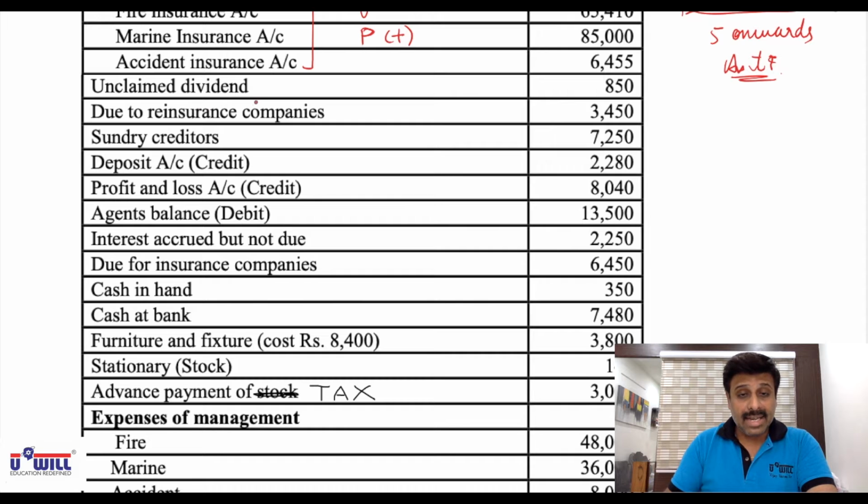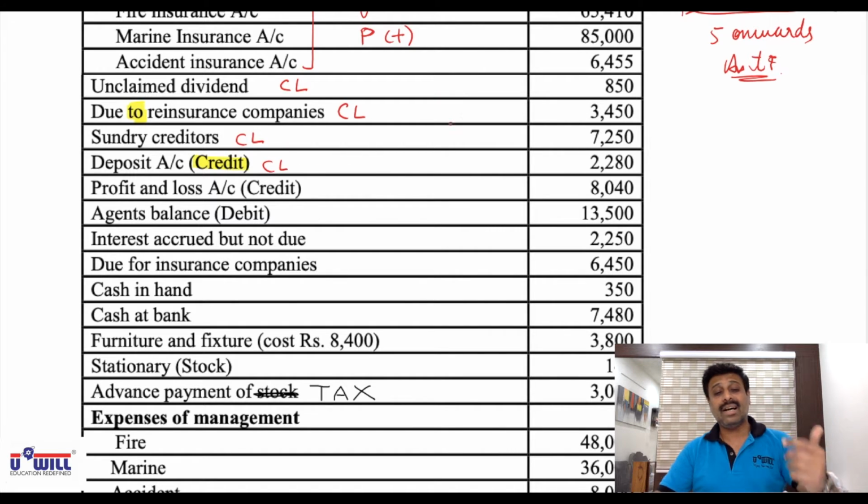Now coming further, unclaimed dividend. Unclaimed dividend is our liability, current liability. We still have to pay the dividend. Due to, again this word "to" is very important. Due to reinsurance companies means we have to pay the amount to reinsurance companies, so that is current liability. Sundry creditors, current liability. Deposit account, because it has credit balance, current liability. Had it been a debit balance, then in current assets we would have shown it in other assets. I repeat, since it's a credit balance we show it in current liability.